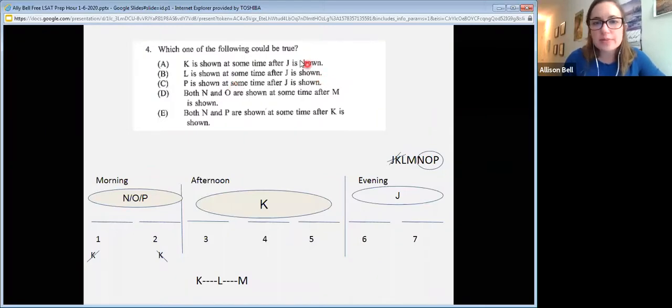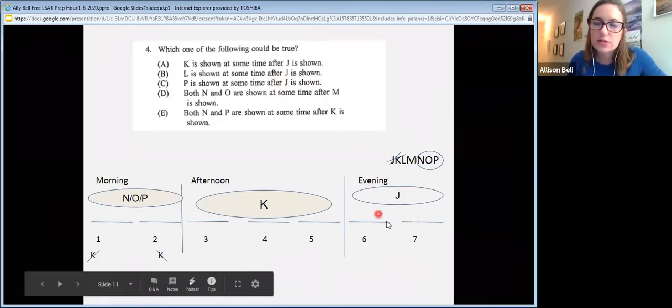So I'm going to remind myself what I know about J, which is that J is in the evening, and I see the word "after" there a lot. So I know that there's really only one spot for something to go after J. I'm going to keep that in mind. For answers D and E, I know that N, O, or P are going to fill the morning slot. So I'm going to need 2 of those for the morning.